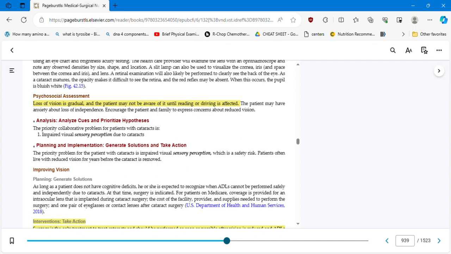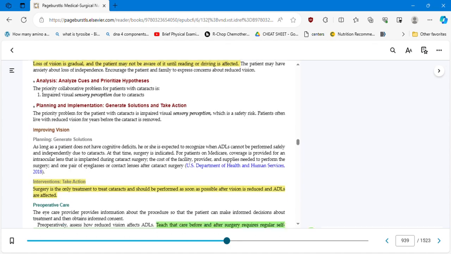Psychosocial assessment: loss of vision is gradual and the patient may not be aware of it until reading or driving is affected. And at that point, it's very dangerous, okay? So they are not going to pay attention to the opacity. They are not going to pay attention that they are losing their ability to identify the colors, right? They are going to be aware only when reading or driving is affected.